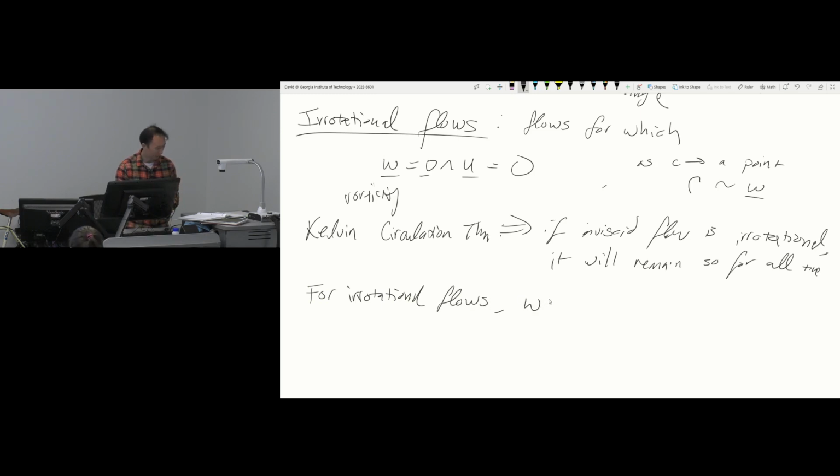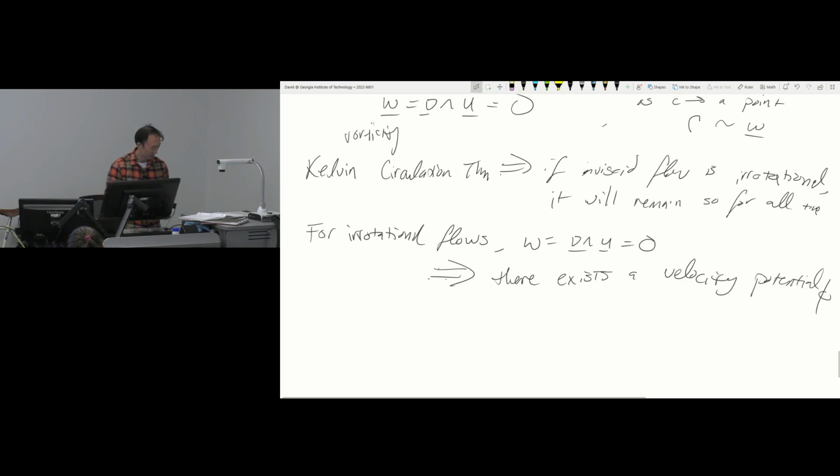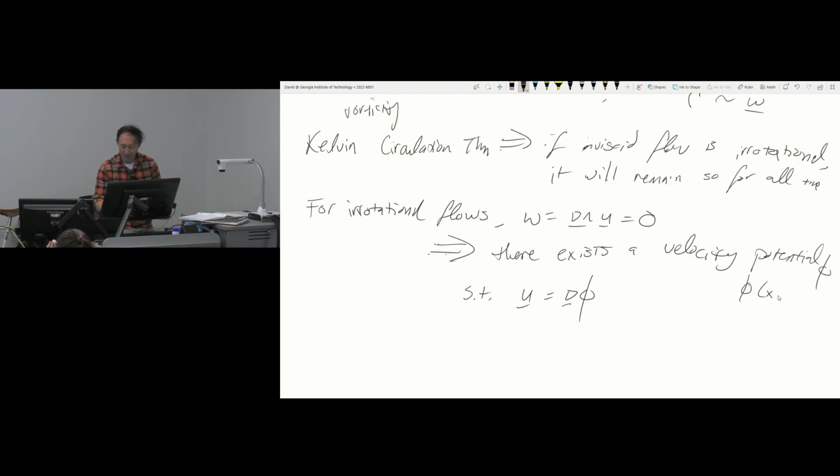So irrotational flows basically have no curl. And there's a theorem in mathematics that says, and this is also true for electromagnetism and a couple other fields, if they have no curl, you can write a velocity potential, which people use the Greek letter phi for. In other words, phi is a scalar function. Phi is a function of x, y, z.